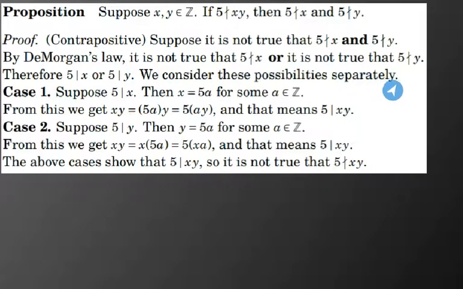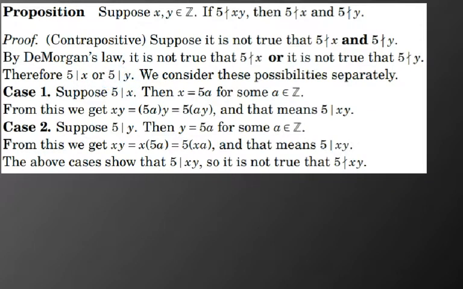And there's basically just two possibilities. You either have 5 divides x, and you would get x equals 5 times something, and then xy would look like 5a times y, and then they're just grouping the a and the y, and that's 5 times something in Z. This has then the structure of 5 divides xy. That would be one case, right? That's this case here, the 5 divides x.